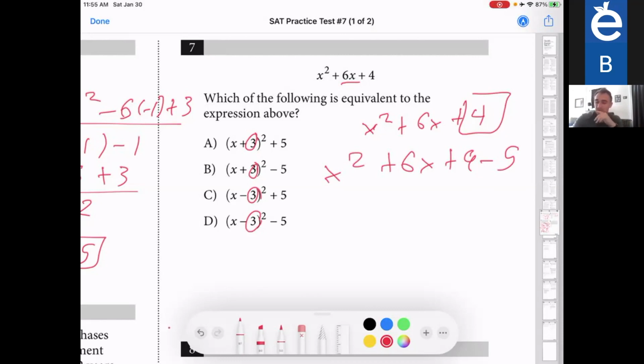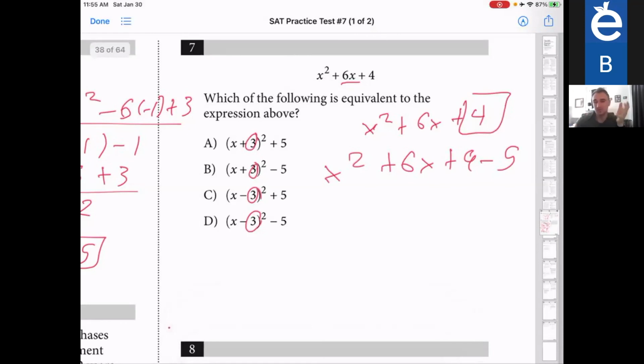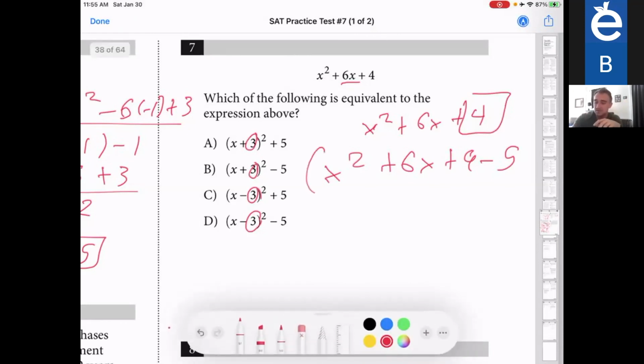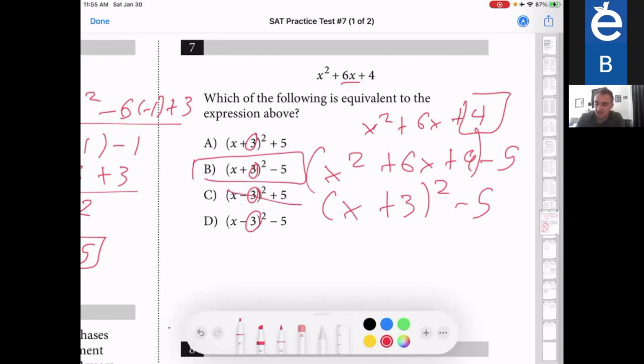But when I go to complete the square, I only want to hold on to the terms that make sense for completing the square. So that's where I draw that line here. If I factor this here, I should have x plus 3, and that's going to be squared. Leave out that minus 5 term. This is what I get. And that is answer B. The other one is wrong because it's not minus within the parentheses, and it's also not plus 5, it's minus 5. So B is the correct answer here.